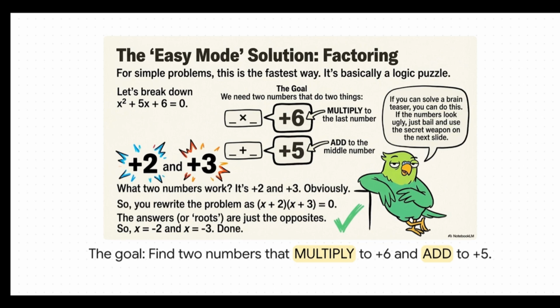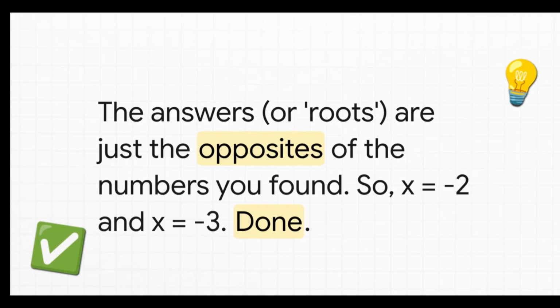1 and 6? Nope, they add to 7. How about 2 and 3? Let's check. 2 times 3 is 6. 2 plus 3 is 5. Bingo! See? It's just a puzzle, and we just cracked it. And here's the best part. Once you find your puzzle pieces, plus 2 and plus 3, you're basically done. The final answers, they call them the roots, are just the opposites of those numbers. So x equals -2 and x equals -3. That's it. Finished. See? Easy mode.